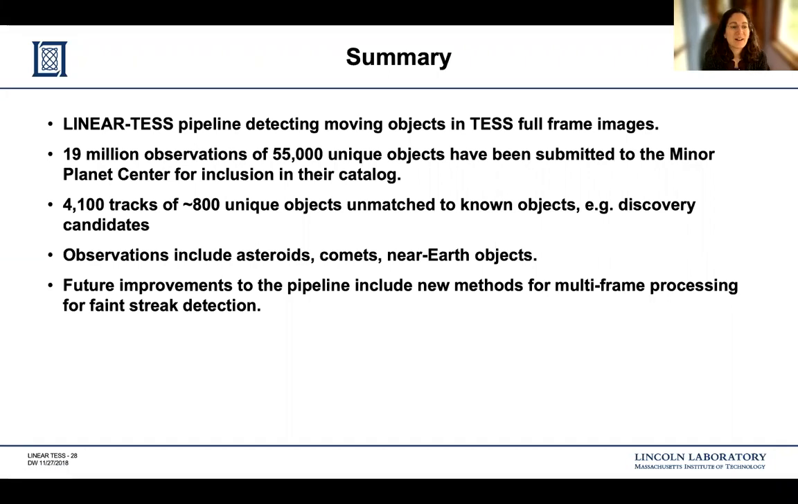So in summary, our linear TESS pipeline has been detecting moving objects in TESS full-frame images. We've made over 19 million observations of 55,000 unique objects, which we've submitted to the Minor Planet Center for inclusion in their catalog. Included in those are 4,000 tracks of roughly 800 unique objects that don't match to the known objects. So these are candidates for discovery. This includes asteroids, comets, and near-Earth objects. And so we are waiting for the Minor Planet Center to evaluate those tracks and provide the ruling on candidate discoveries.